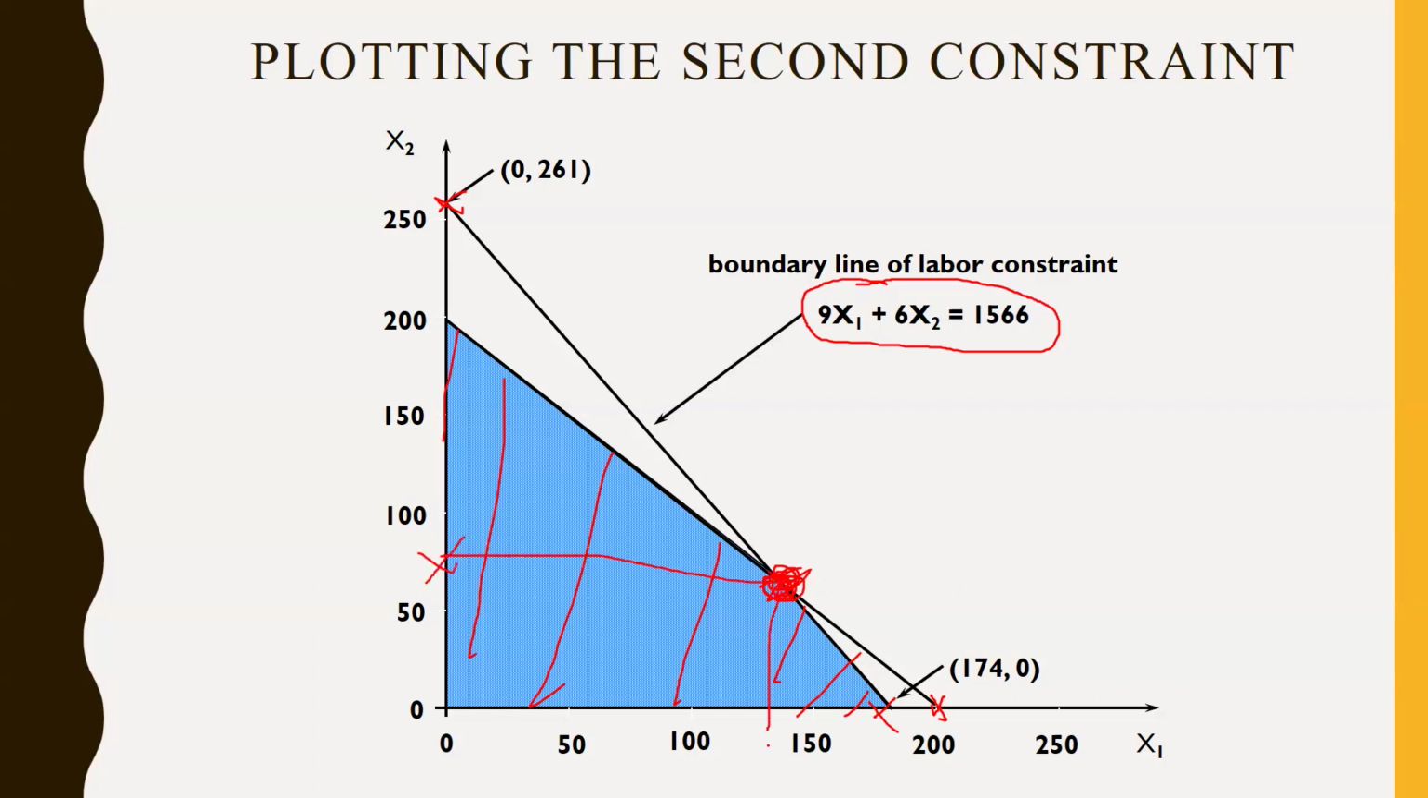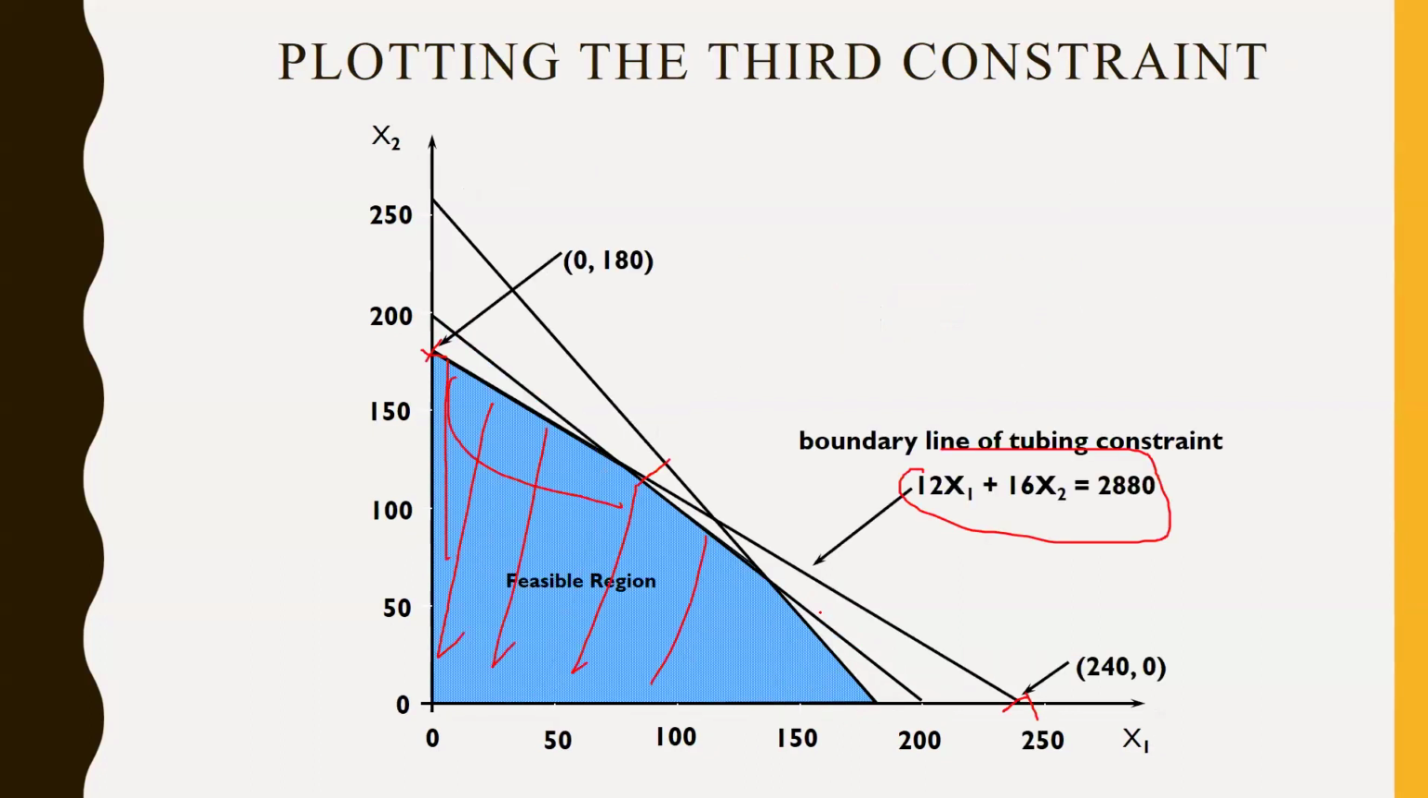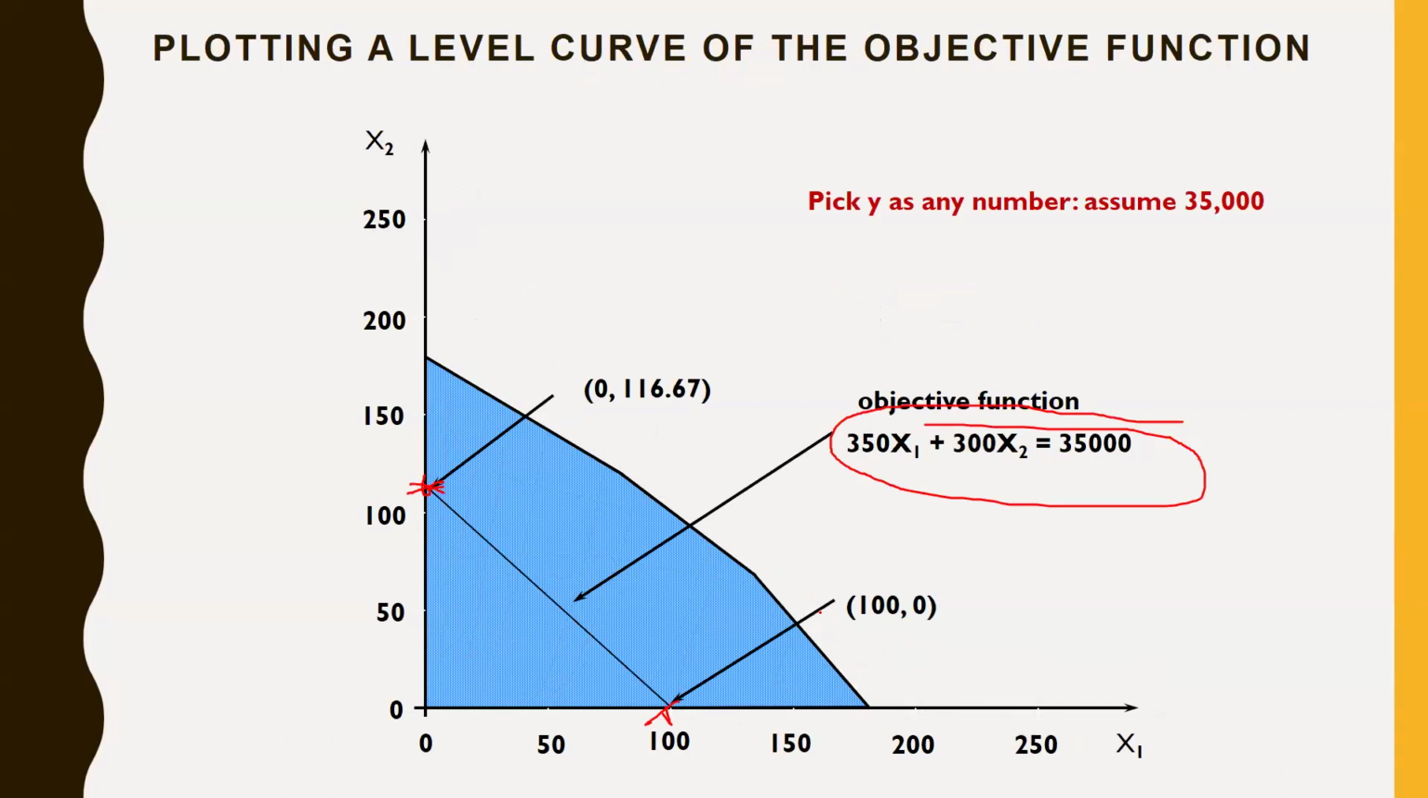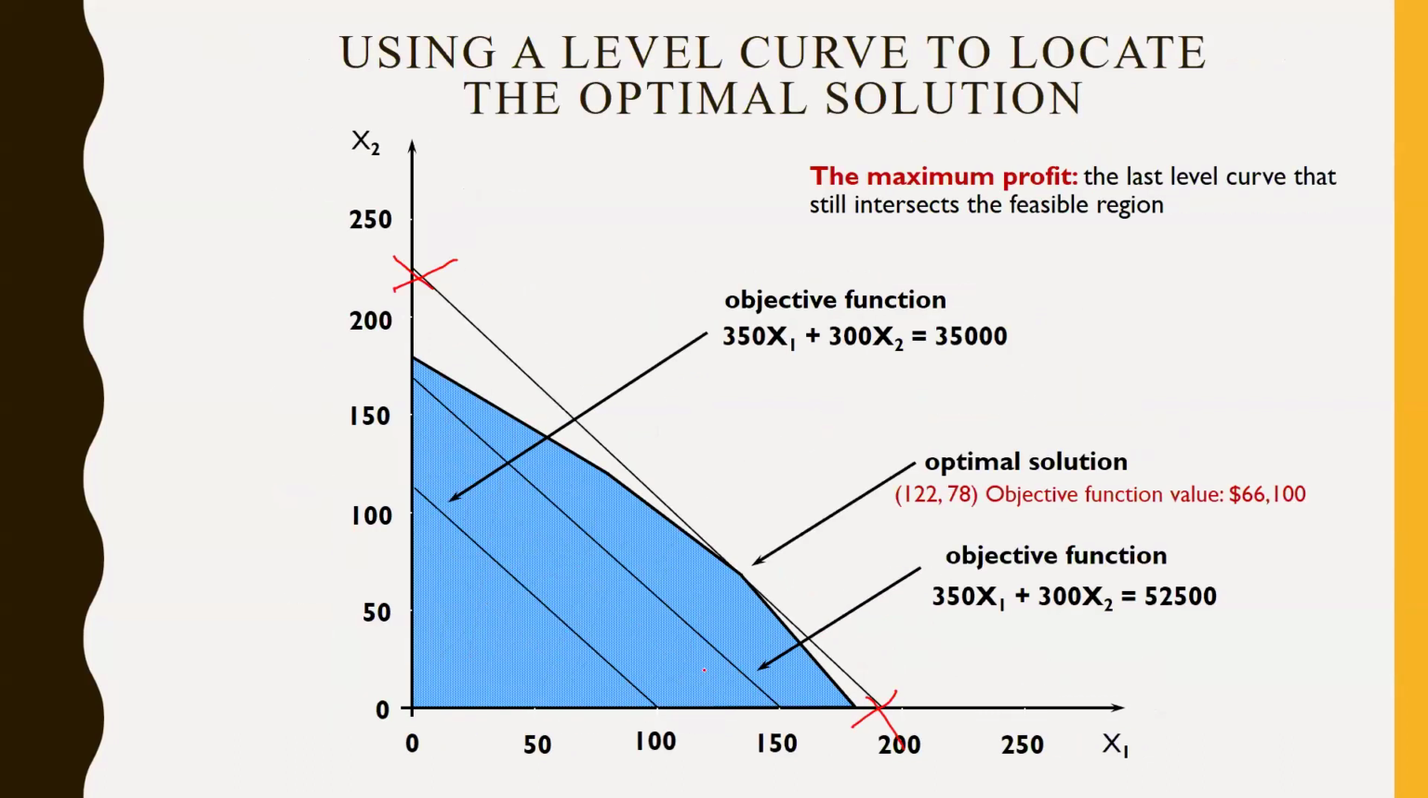You substitute x2, x1 into this equation, you get the maximum. Optimum condition. Okay. This is the optimum, at $66,000. At x1, you have to produce 122, and x2 is 78.